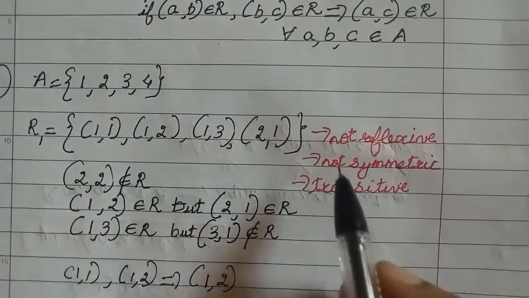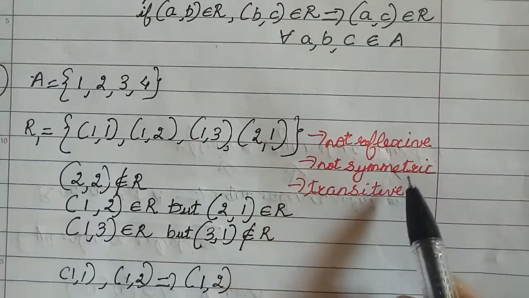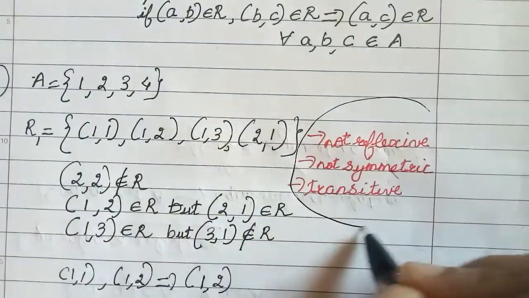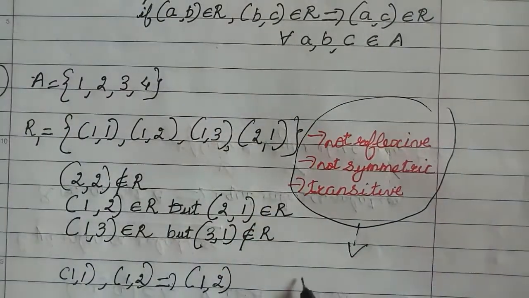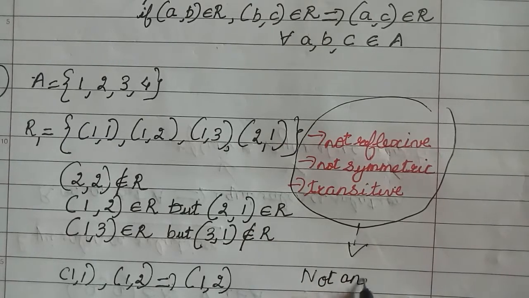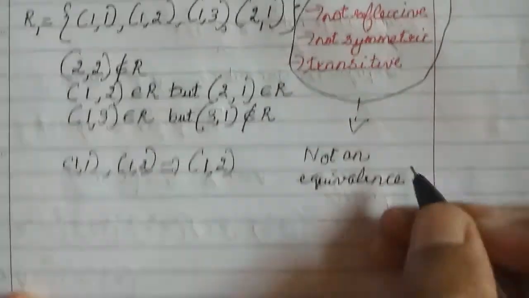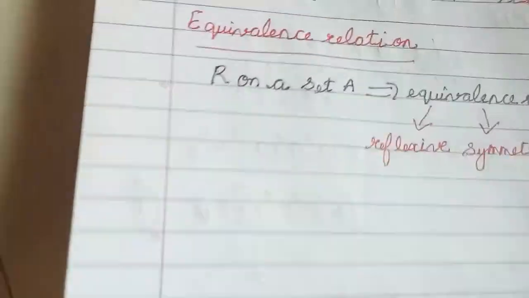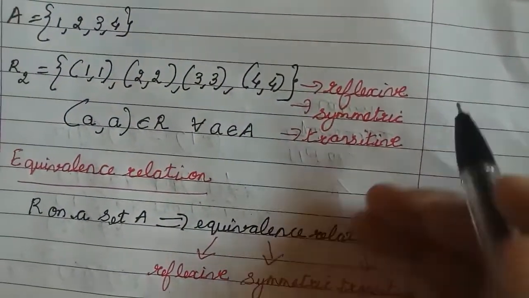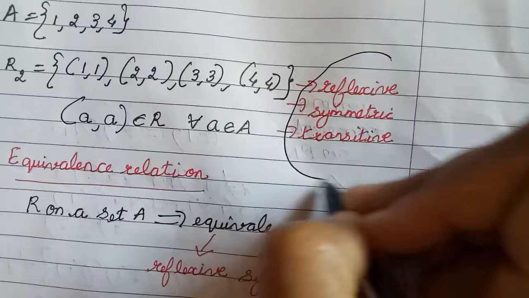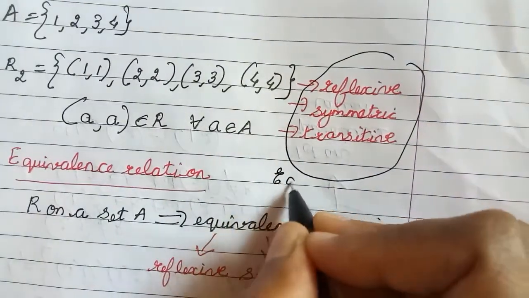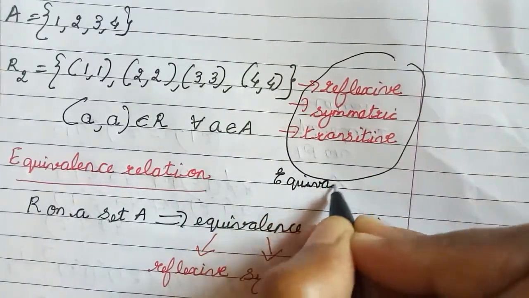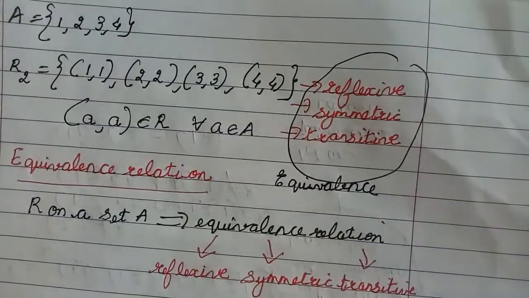If I look here, children, it is not reflexive, not symmetric, but transitive. So this is not an equivalence relation. Why? Because you require all the three conditions. Now if I look here, what is the case? You can see that it is reflexive, symmetric and transitive. So this one is an example of an equivalence relation.